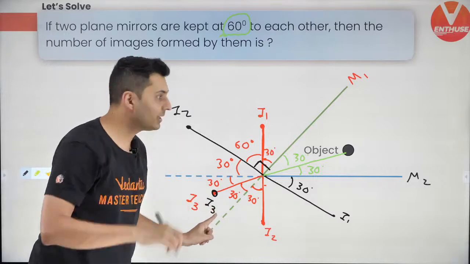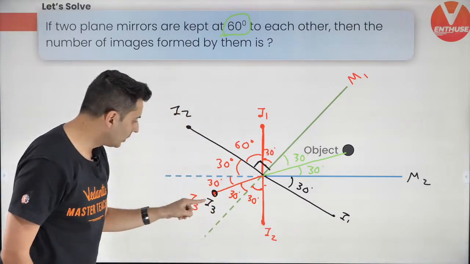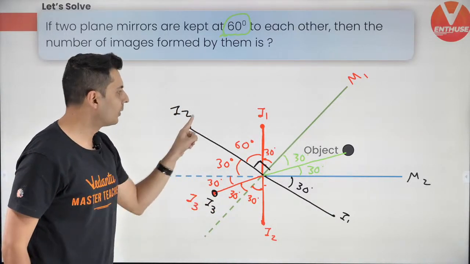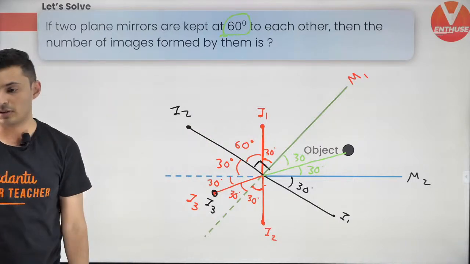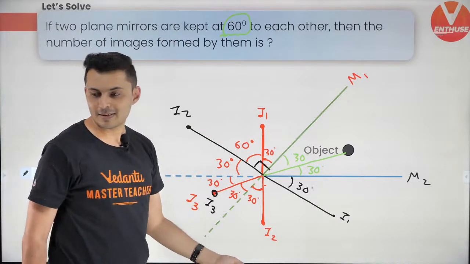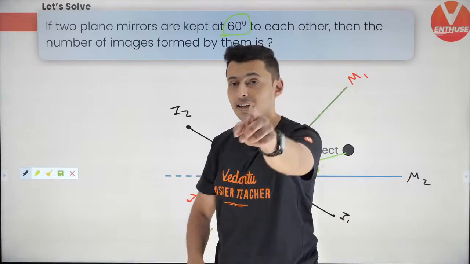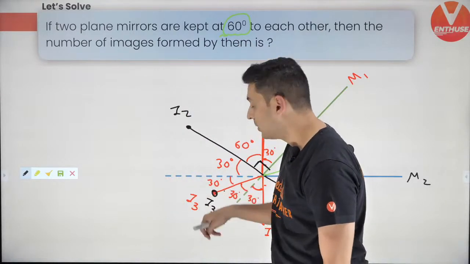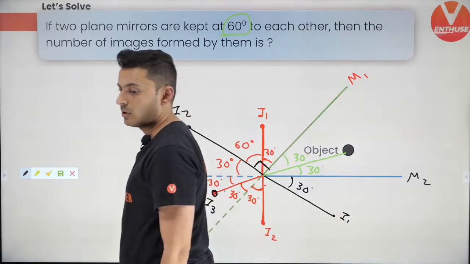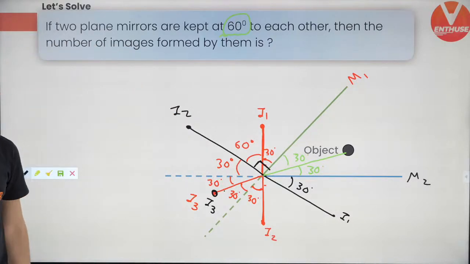So totally how many images formed? 1, 2, 3, 4, 5. 5 images are formed. I hope this is clear. 6 is not the answer because these two images have coincided with each other. Very important. Is that clear, everyone?